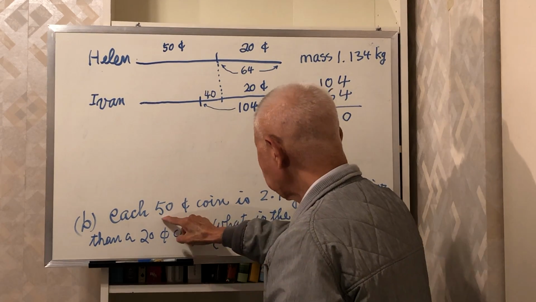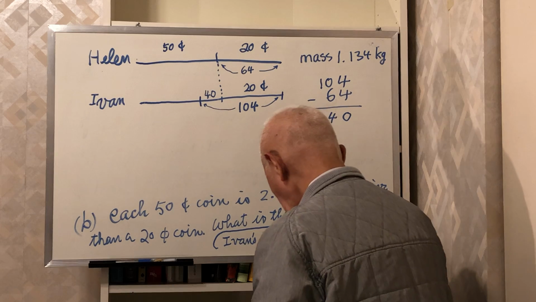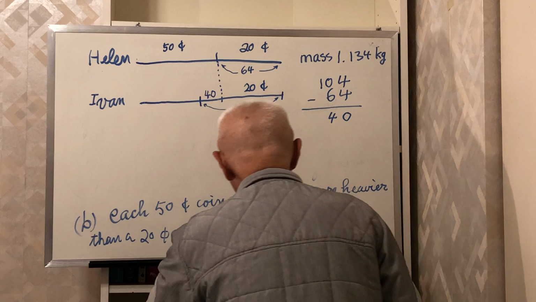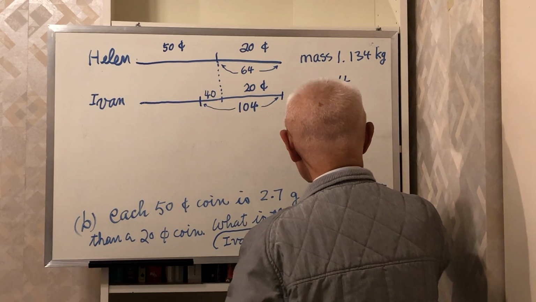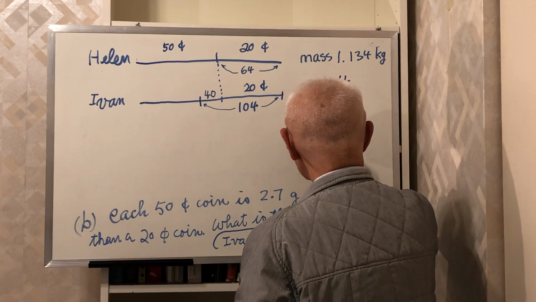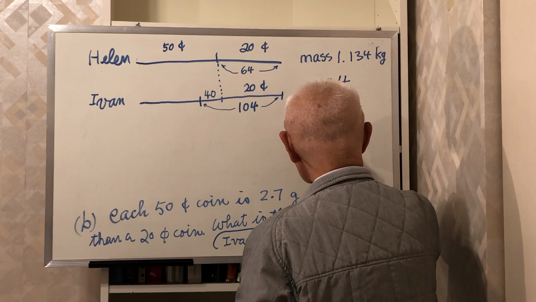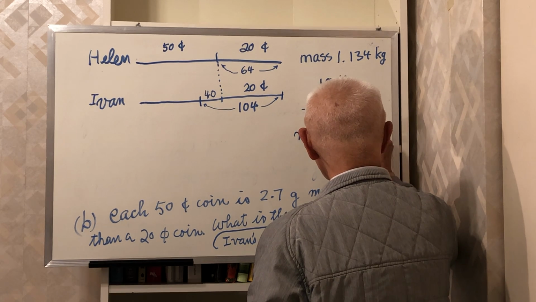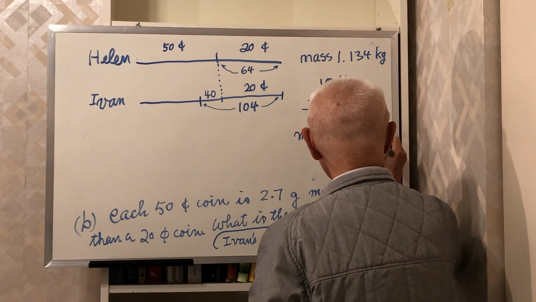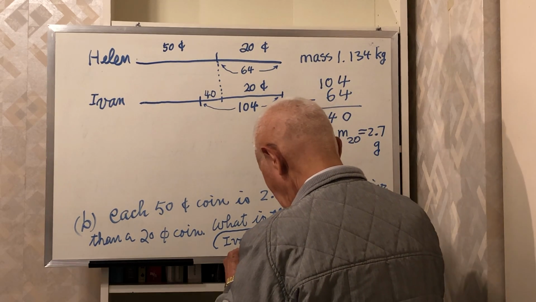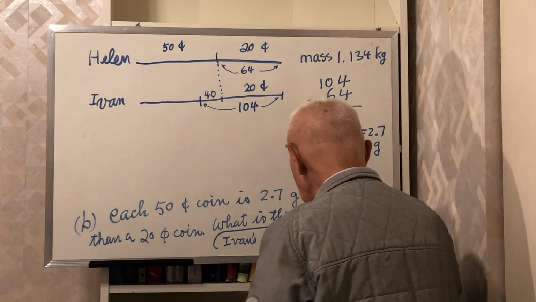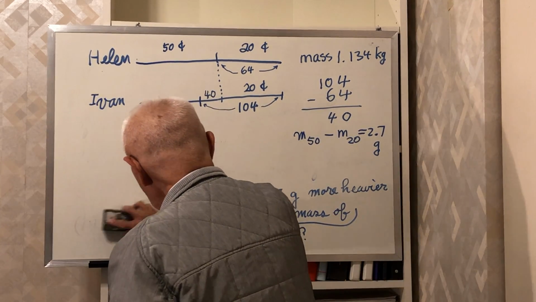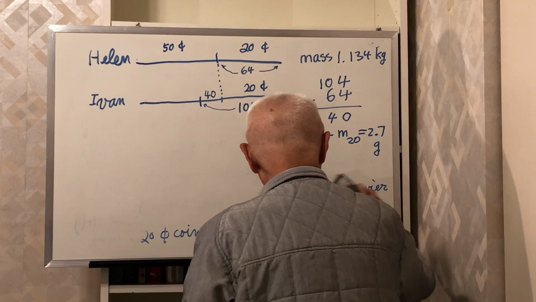The mass of 50 cents is 2.6. All right. I need this number now. I need this number, 2.7. The mass of 50 cent minus the mass of 20 cent coin is 2.7 gram. So now I can erase everything so that I can have more space to write my work.